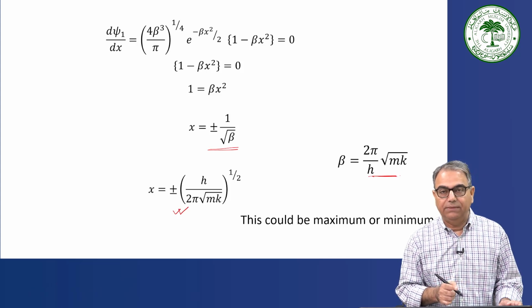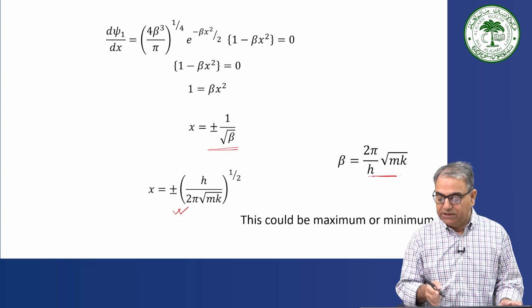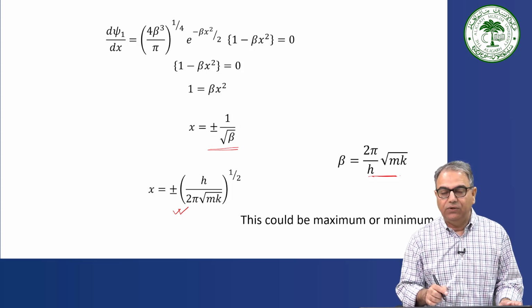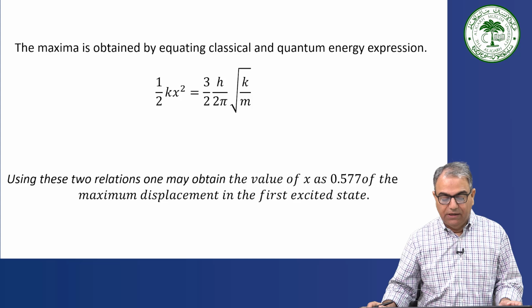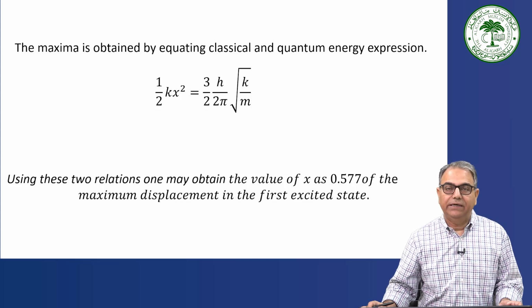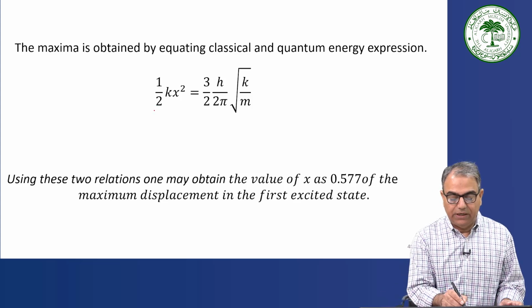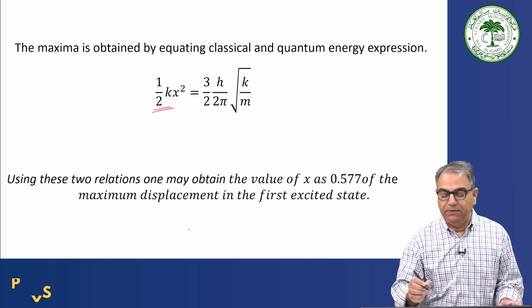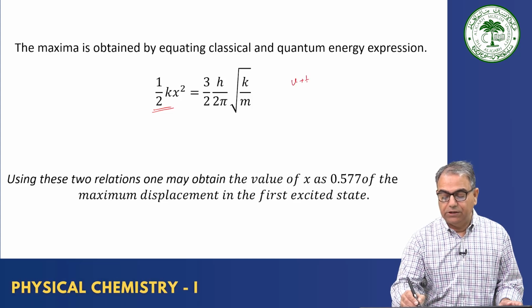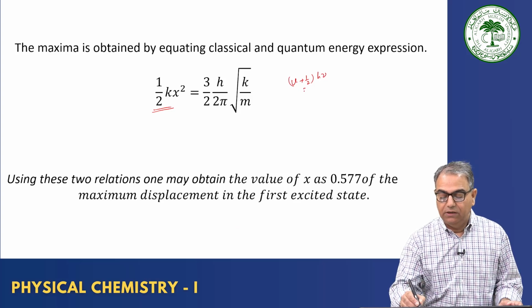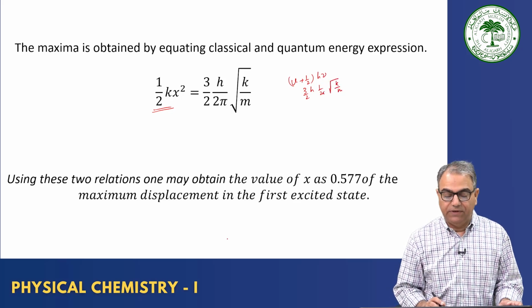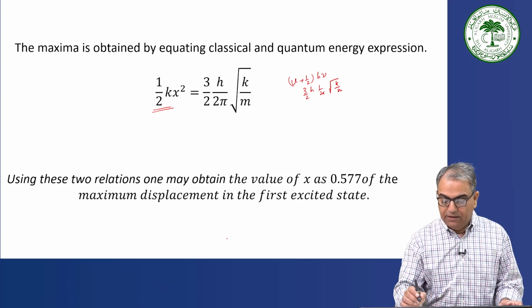So in order to find the maxima, you need to do the second differentiation also. But instead of doing that, in this particular case we can equate the classical energy and the quantum mechanical energy. The classical energy is 1 by 2 k x square, and the quantum mechanical energy which we have found is V plus half h nu. For the first excited state V is equal to 1, so it will be 3 by 2 h nu, and nu is equal to 1 by 2 pi root under k divided by m. So this relationship we can use, and we can get the maxima.